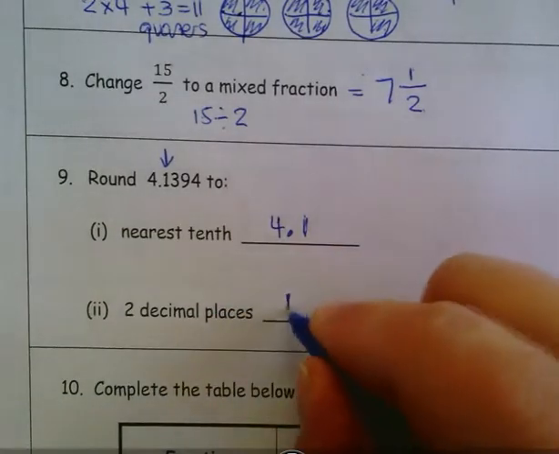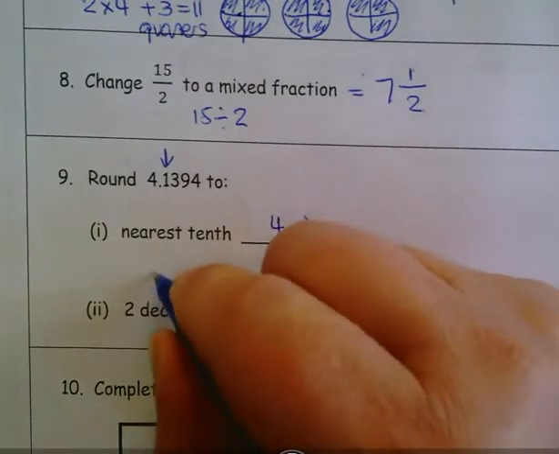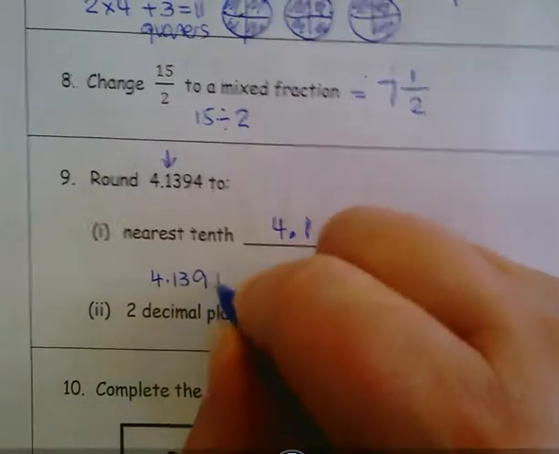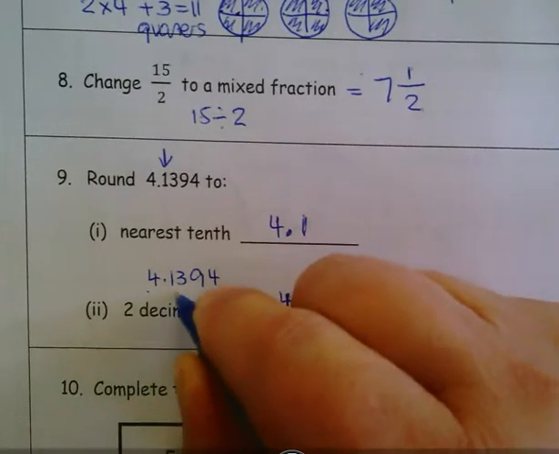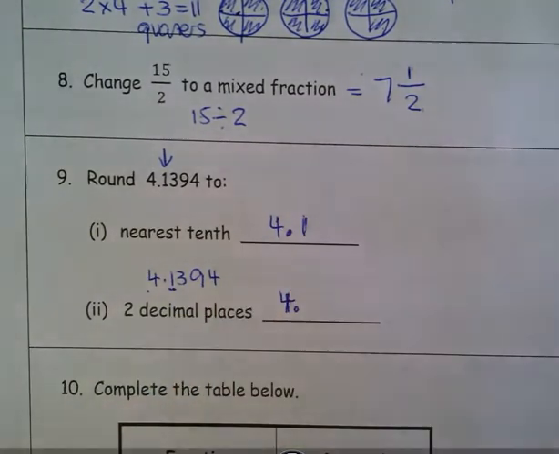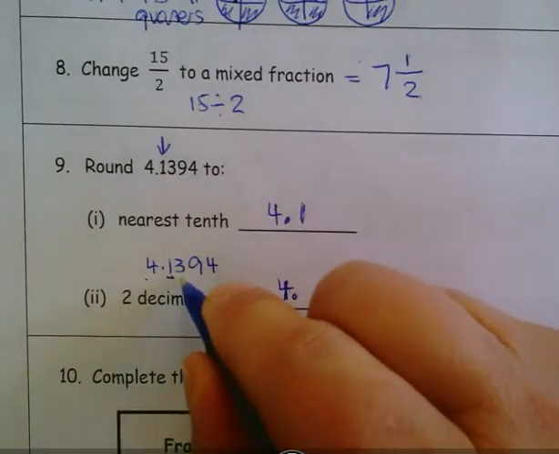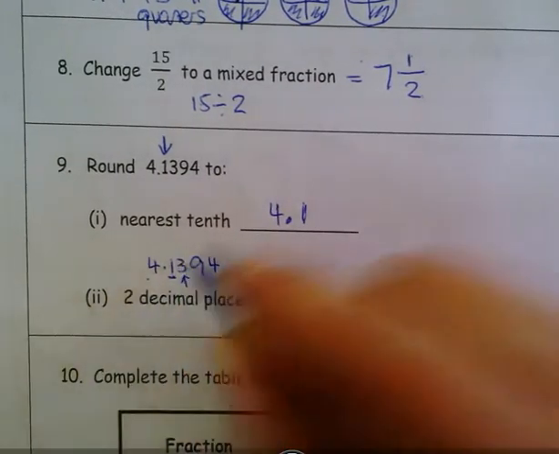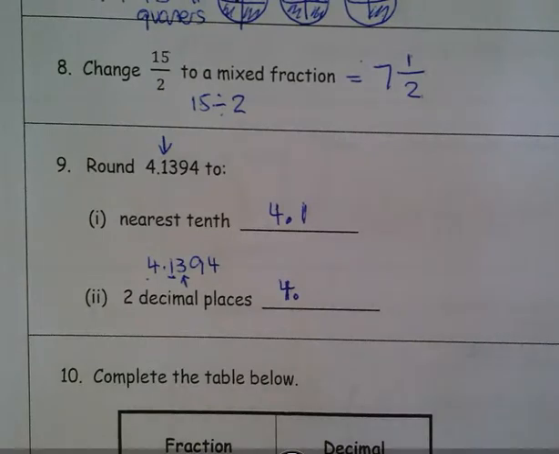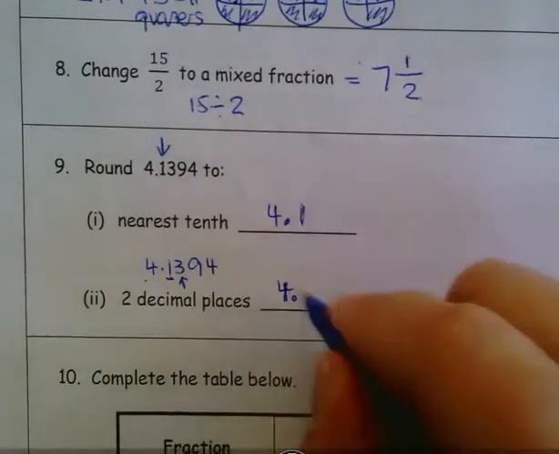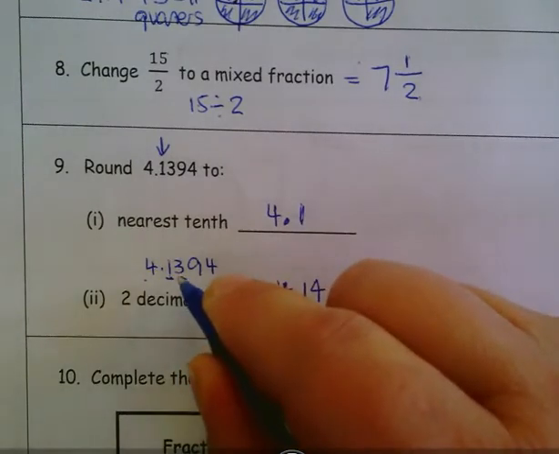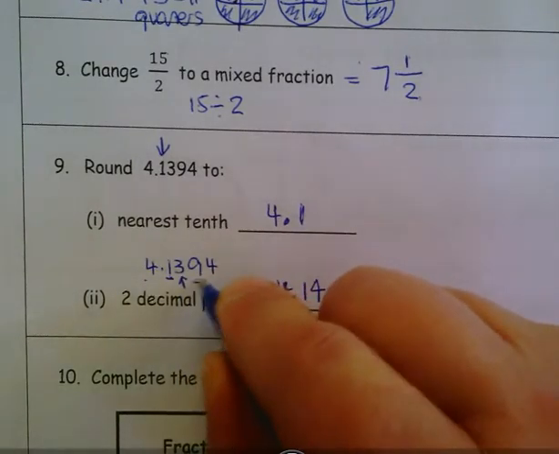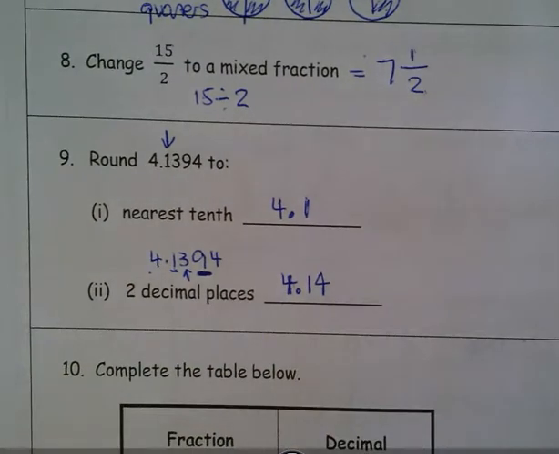Now, rounding to 2 decimal places. So I've got 4.1394. I'm allowed to do 4 point, I only want 2 digits. 4.1, I have to decide on this. The second decimal place is the 3. Now, does it stay a 3 or does it change? It changes, so the 1 stays the same. The 3 gets rounded up to a 4 because I'm really looking at the 9.